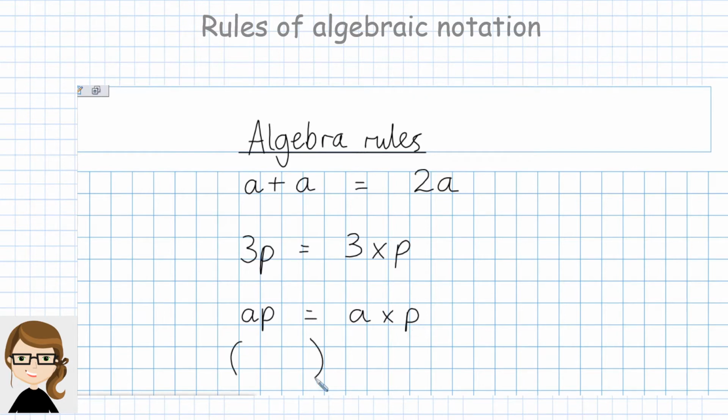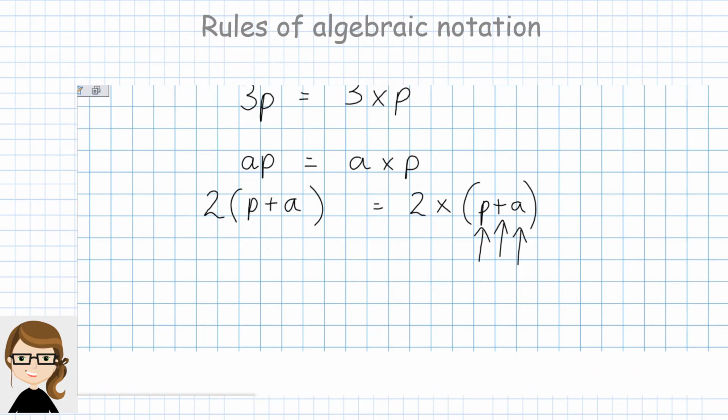If we've got brackets, we need to do whatever's in those brackets first. So this means 2 lots of P plus A. So we need to add P and A together first, and then we would times it by 2. When we write A over 5, that means A divided by 5.